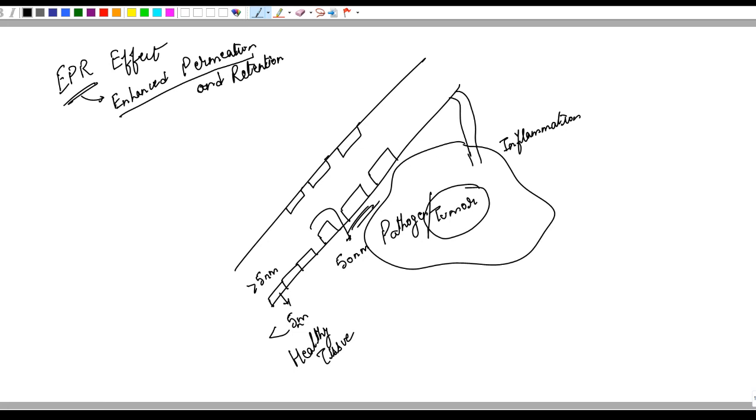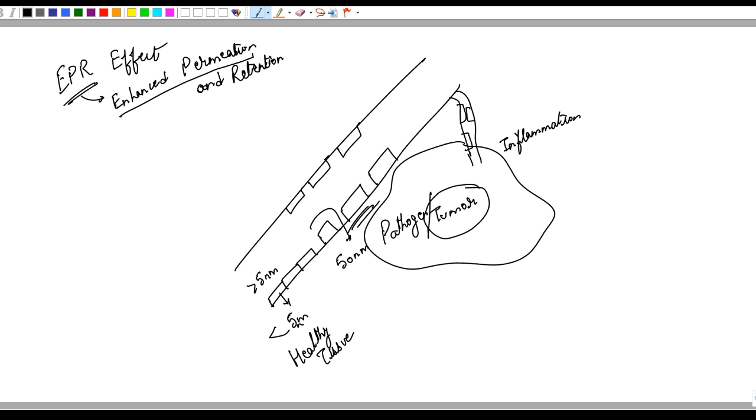They didn't have time to get a very uniform lining, so that only things below 5 nanometer can pass through. And because of that, they are also leaky in general. So their gaps could be even higher. They could even allow, let's say, a 200 nanometer object to pass through. And because of all this, anything in this size range between 10 nanometer and 200 nanometer that you inject will tend to localize in inflamed tissues and tumor tissues.